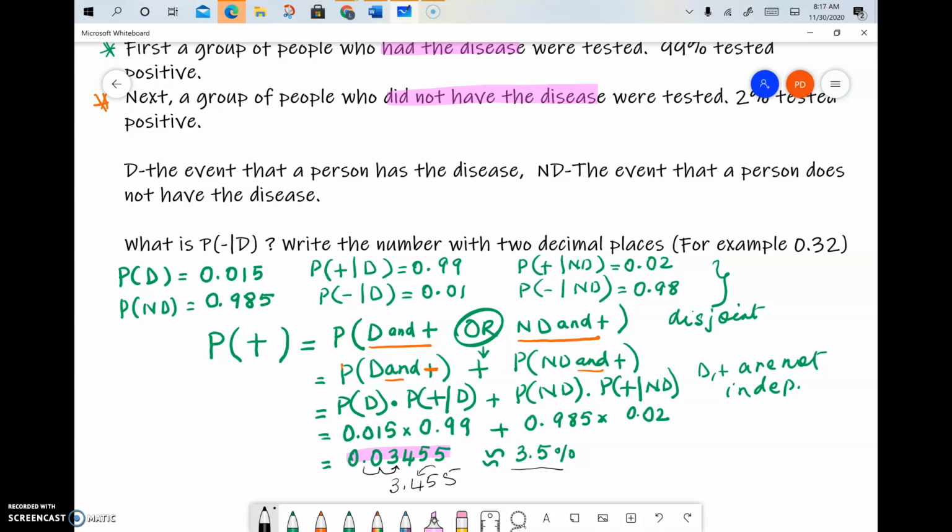Now, notice that the probability that someone has the disease is about 1.5%. If the test was administered to a random person, the probability that they will show positive is 3.5%, which is slightly higher than the occurrence of the disease, which is 1.5%, because of the false positives. So it should be kind of low.